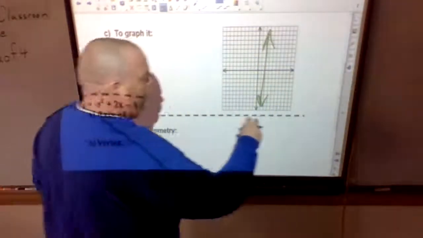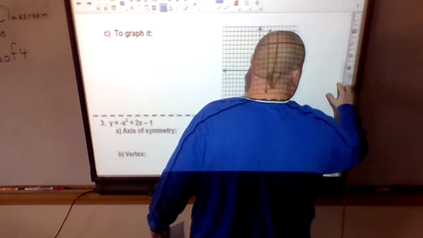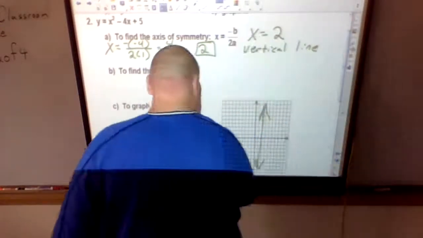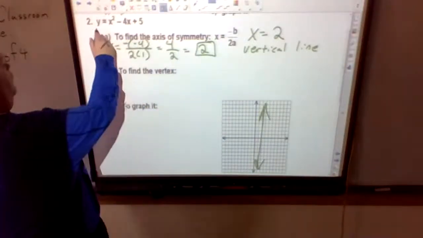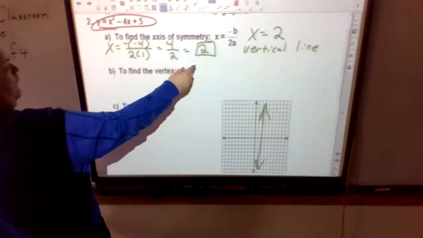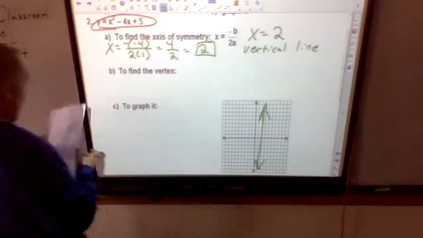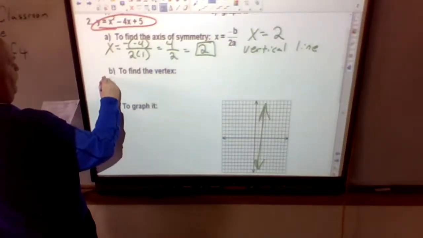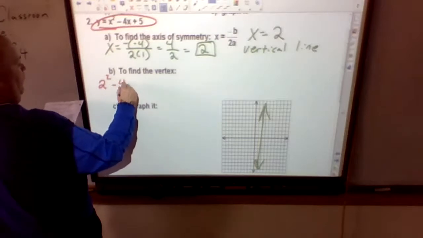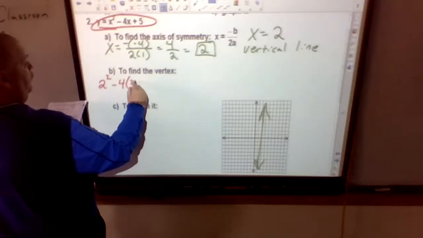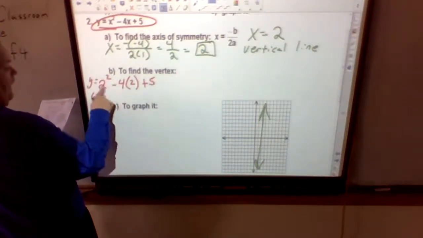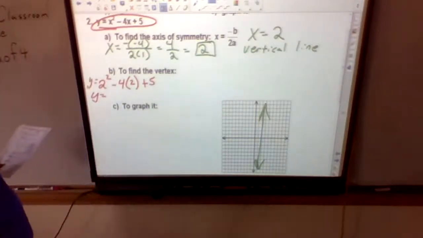Remember we have an equation up here. It's in standard form, our standard function. Let me start with a different color. We're just going to use this function right here, and we're going to replace x with the number 2. So it's going to be 2 squared minus 4 times 2 plus 5, and remember, that's y equals. If you put that in your handy dandy little calculator, you should get y equals 1.